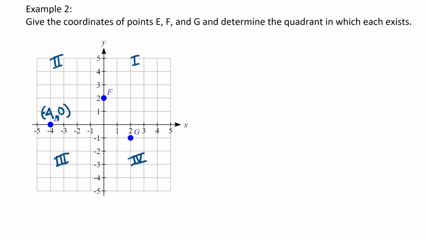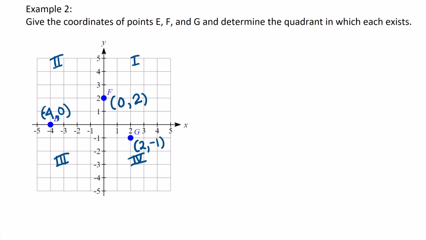F is sitting on the y-axis. So we go left or right from the origin, 0 units, and up 2. So our coordinate point is 0, 2. And lastly, our point G, from the origin, we need to go to the right 2, so +2, and down 1, so -1 in the y direction.